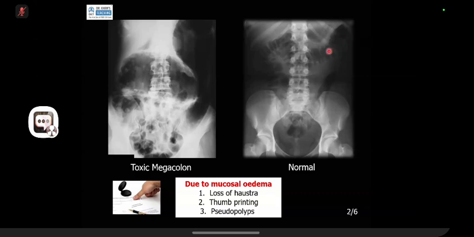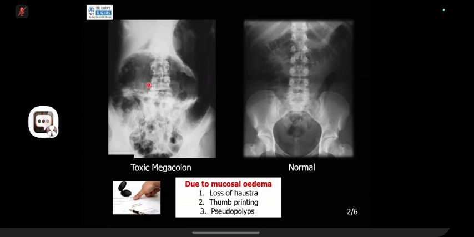If you see here, look at the crisp and sharp outline of the transverse colon. Look at the haustra. Remember these words, crisp and sharp outline of the haustra. Where is that crispiness and sharpness? Gone? Agreed? With that, look at this thumb printing. We use the word thumbprints. So this is the sign of mucosal edema.